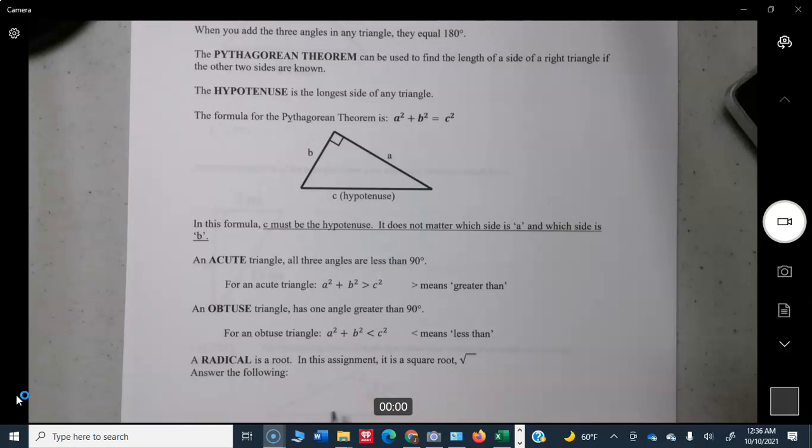A radical is a root, and in this assignment it's a square root. Generally you know what a square root is. It's referred to as a radical. It doesn't have to be a square root. It could be a cube root or a fourth root or something like that. But in this assignment it's always going to be a square root. Okay, let's move on and start doing some problems.